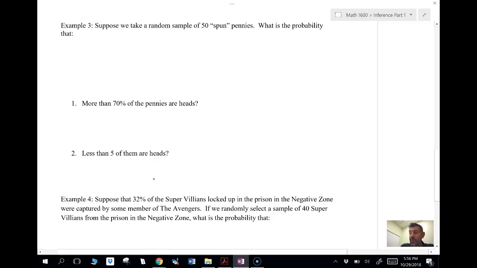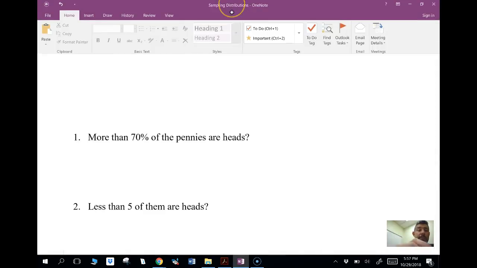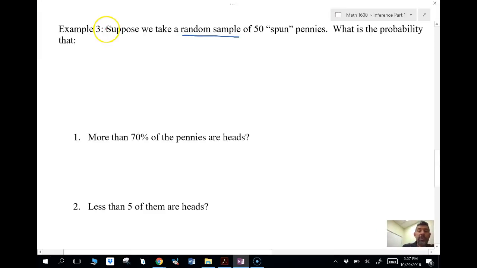Let's suppose we're going to spin 50 pennies. I want to know the probability that more than 70% of those pennies come out to be heads. Since we've taken a random sample, we're going to use a sampling distribution, and so we need to check our conditions for normality. Sometimes they're called conditions for inference, but basically we're trying to see if we can use a normal distribution to model our sampling distribution of sample proportions.